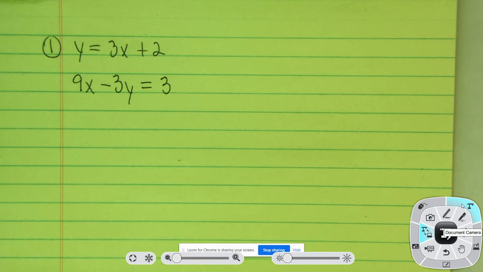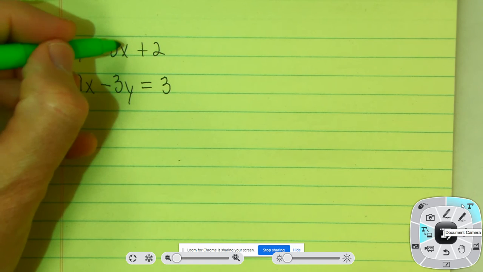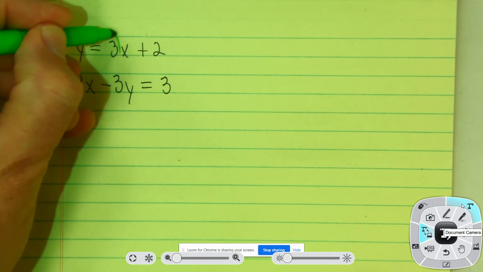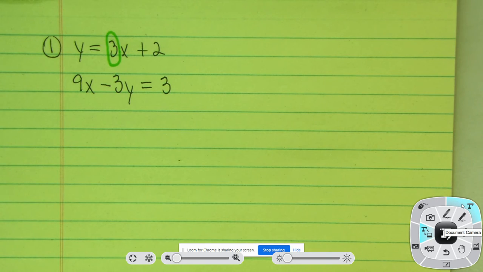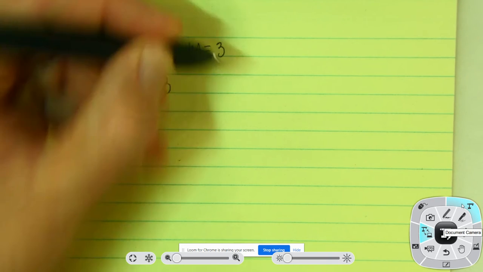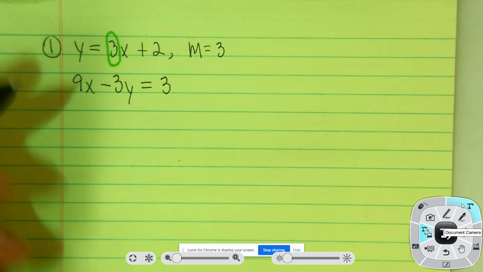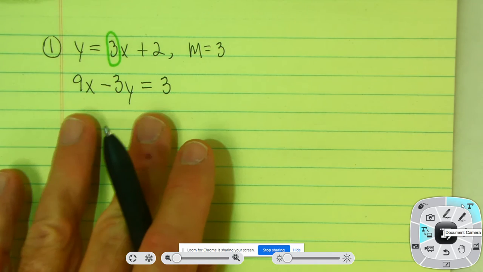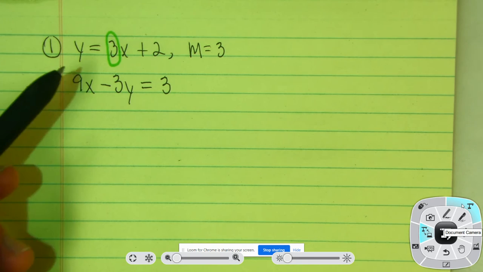The first thing I have to notice is that the first equation, y equals 3x plus 2, is in slope-intercept form, and I know the coefficient, important word there, the coefficient of x is 3. So immediately I know that the first line has a slope of 3. I don't see the slope in the second equation. There isn't a way to extract it, but we're going to put it in slope-intercept form, which is what we've been doing.